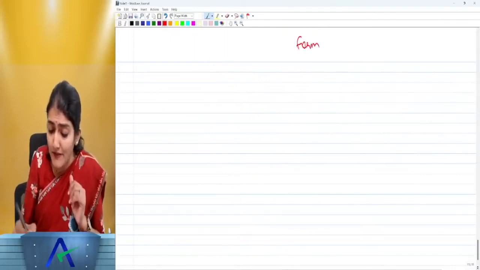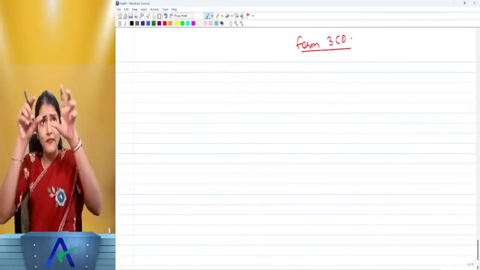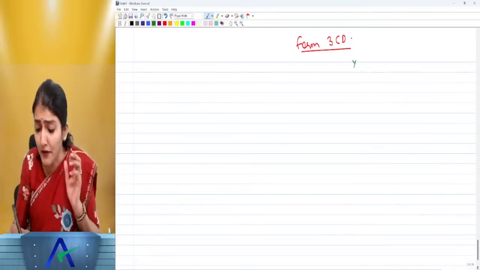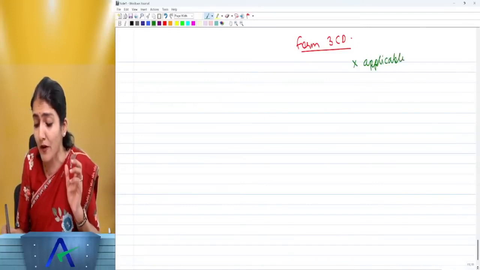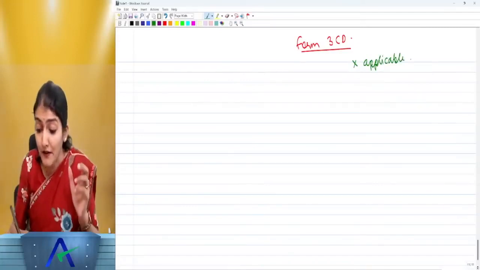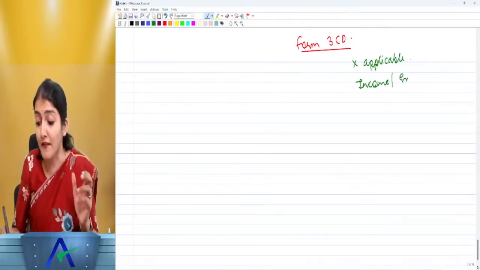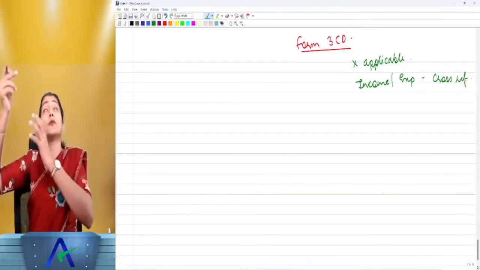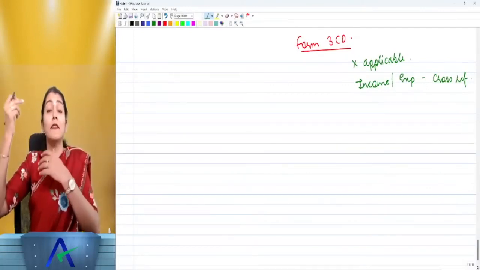What care will you take while furnishing the particulars in the Form 3CD? What points are to be taken care of? If any particular clause is not applicable to the assessee, you need to specifically mention that the clause is not applicable. If any particular item of income or expense comes in more than one clause, suitable cross-references are to be given. Like depreciation will come in clause 18 also, and in clause 32 also, depreciation allowance.